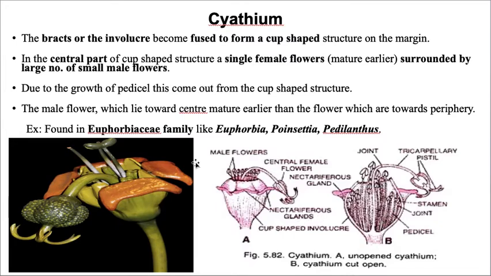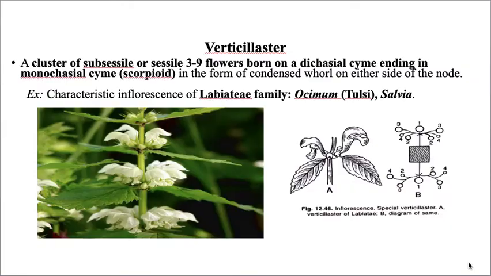The best examples are found in the Euphorbiaceae family. So all the Euphorbiaceae family members come under this cyathium inflorescence. Hope you got it. Very, very important one, you have to remember this. Okay. Now let us take the second type of special inflorescence, verticillaster.